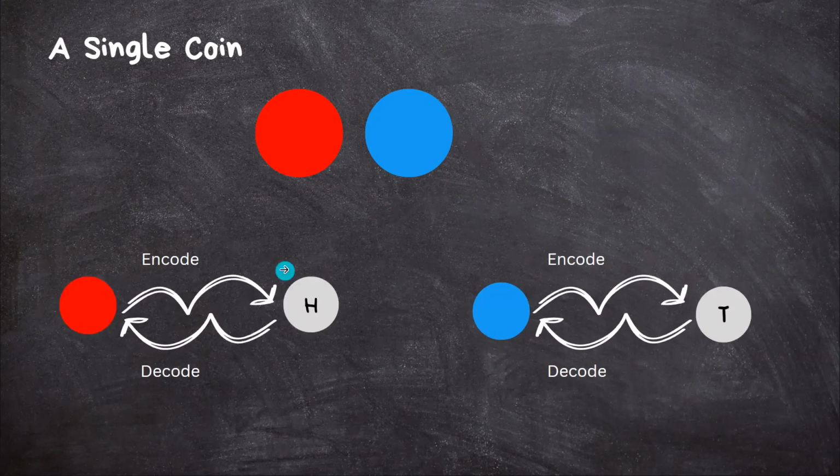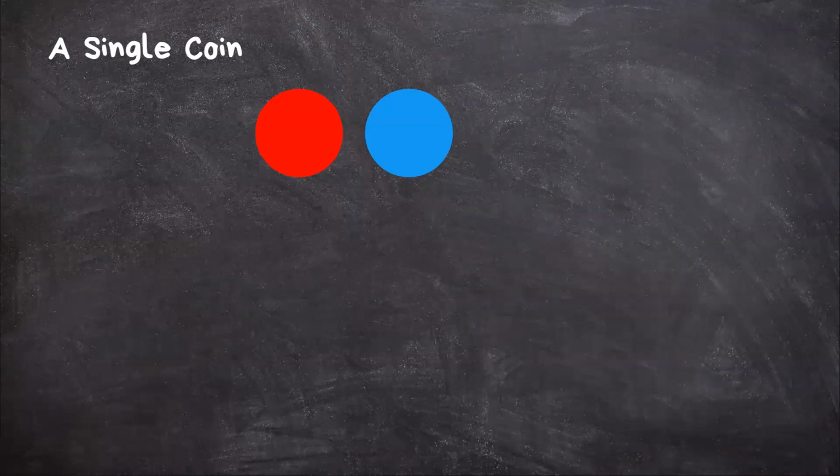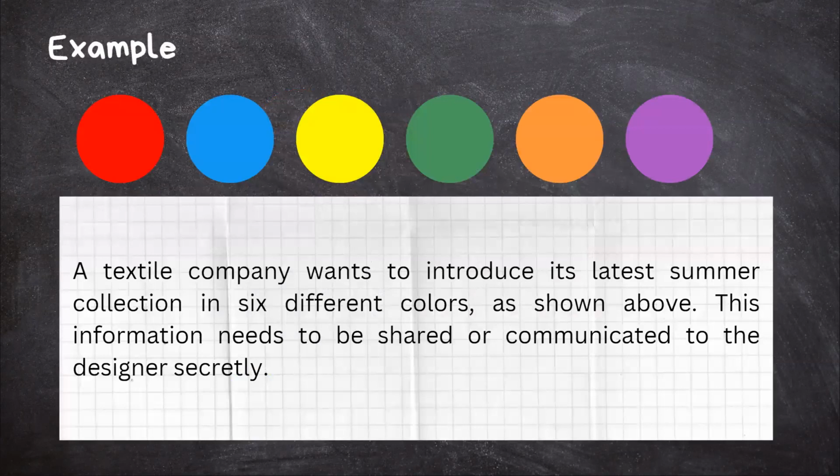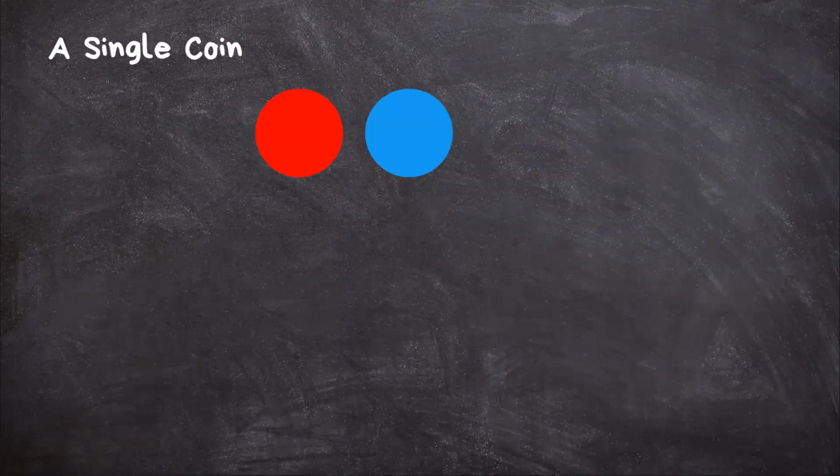Now, since a single coin has a total of 2 states, as we already know, a single coin can only communicate these 2 colors. It can only represent, or distinguish between, just 2 colors, or communicate just 2 colors to the designer. And in our current situation, we have 6 colors that we want to communicate, right? So a single coin is not going to help, because a single coin can only communicate a maximum of 2 colors.